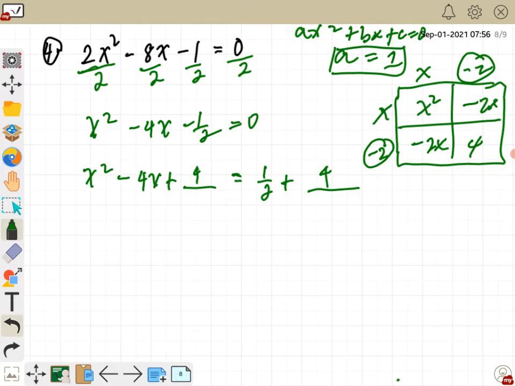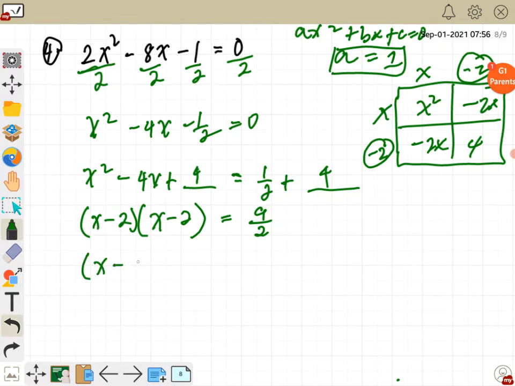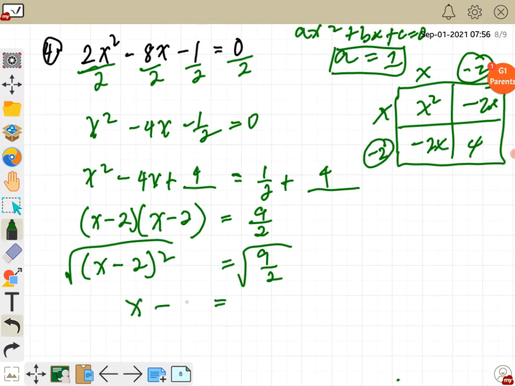So here we go. We can now factor this into x minus, just go back to the frame on the right side, that's x minus 2, then x minus 2. And we have, this is 9 over 4, 9 over 2. Making it a square, we have x minus 2 squared equals 9 over 2. Then after that, we extract the square root. So you have x minus 2 equals positive and negative square root of 9 over 2, which is simply 2.12.